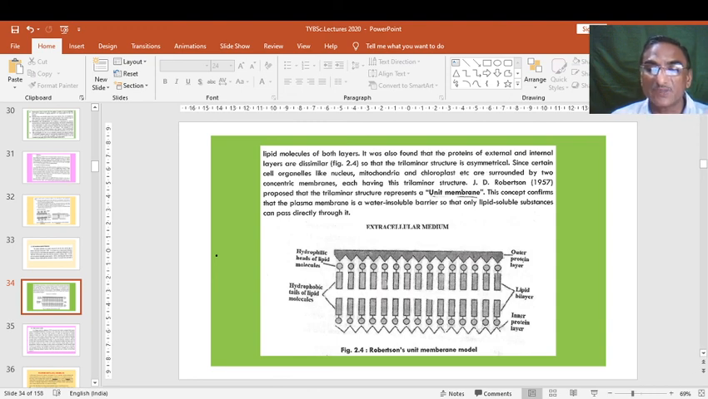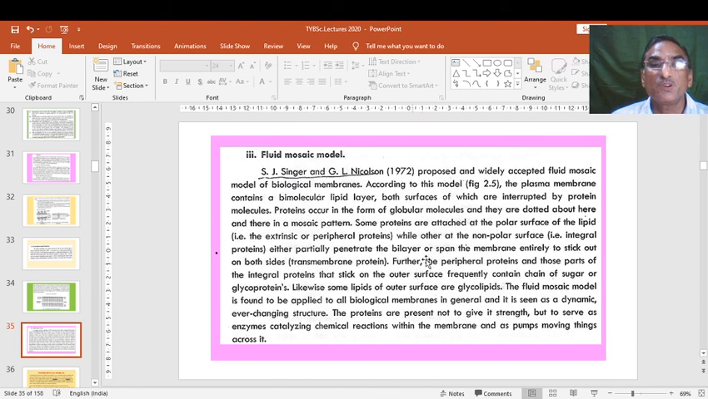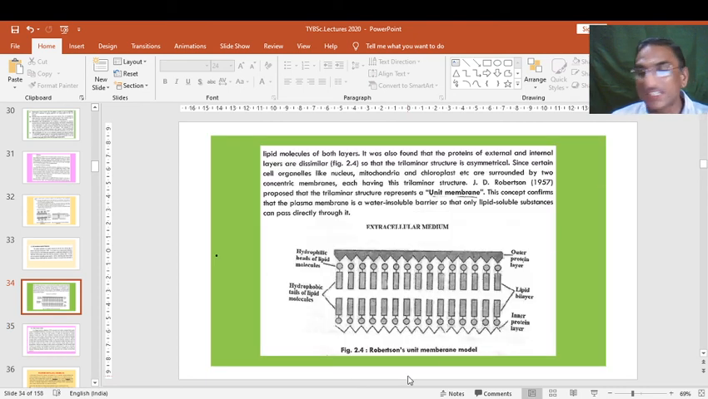We will see in the next period about the fluid mosaic model. This is also a second type, but we will see it in the next lecture.